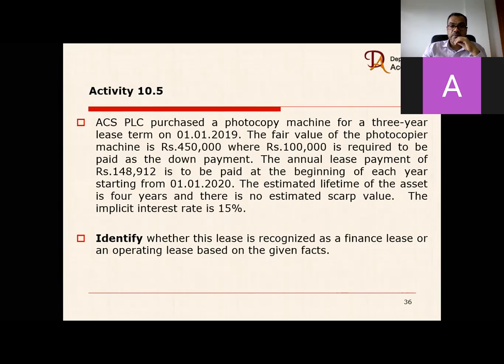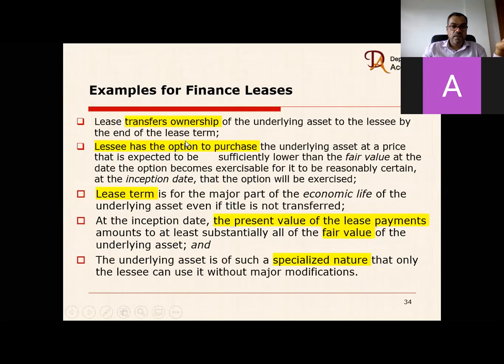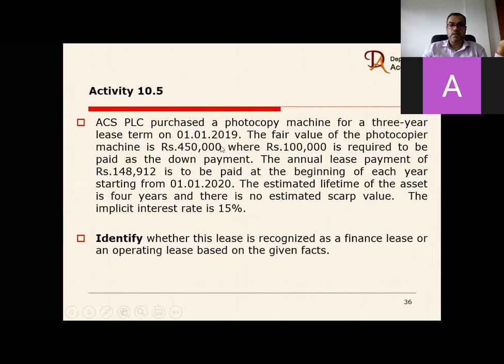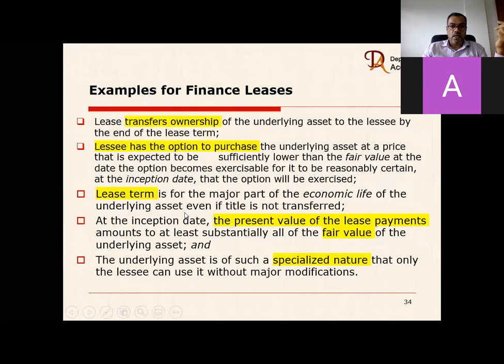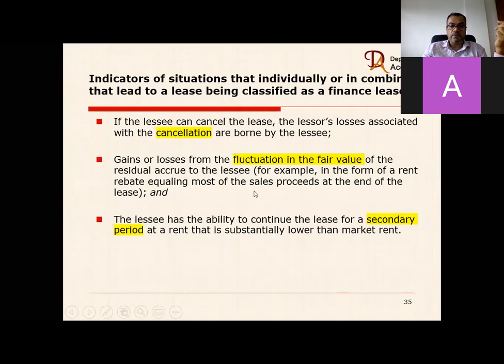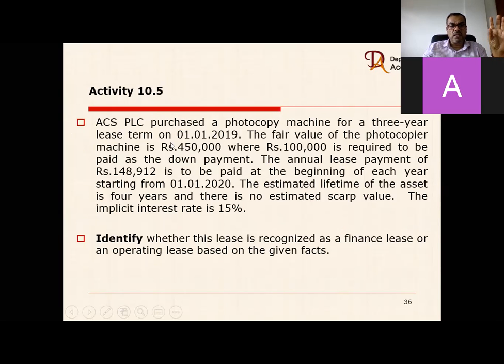What do you say? How do you determine? Because you don't have any clues given here. Whether the ownership is transferred, we don't know. Lessee has the option to purchase? The question does not talk about a purchase option. Then we don't know. And is the lease term a major part of the economic life? That information is there, but it is also questionable sometimes. These 3 years, 4 years.